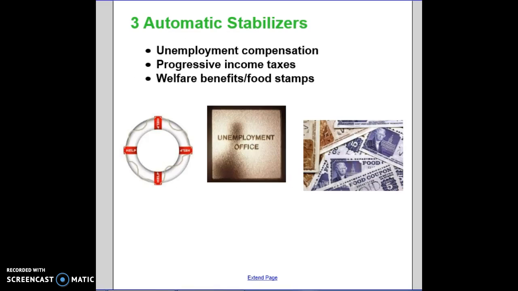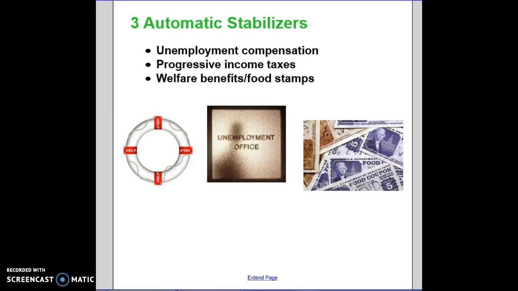So what are they? Well, three of our automatic stabilizers are unemployment compensation, progressive income taxes, and welfare benefits such as food stamps. So what we mean by this is unemployment compensation is the payment that people get when they lose a job. Typically when they're cyclically unemployed, they're laid off, right? They file for unemployment benefits. They might get 6 months or, depending, sometimes it's a year of benefits. So that compensation goes automatically, basically, to people who file for it when they lose their jobs.